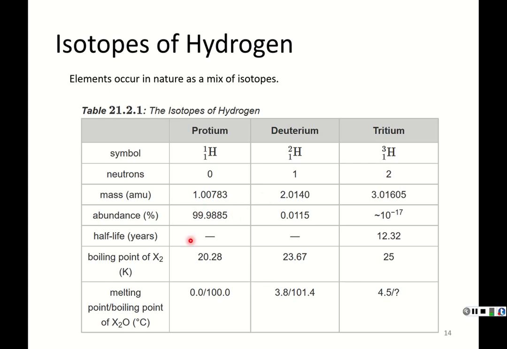The natural abundance is almost 100% for the mass number of 1, but there is about 1% naturally of deuterium, and tritium is almost non-existent, with only very, very small trace amounts. For half-life in years, the first 2 are stable. Tritium is radioactive, with a half-life of 12.32 years.